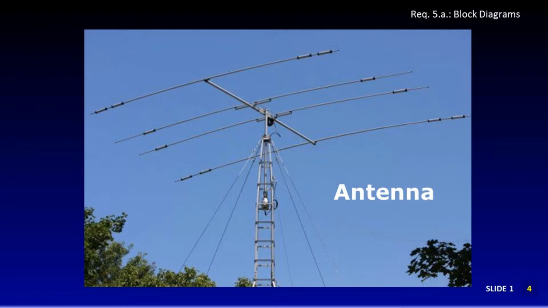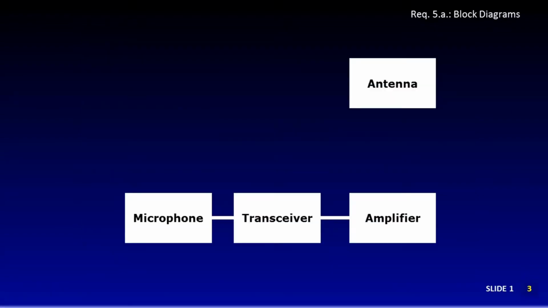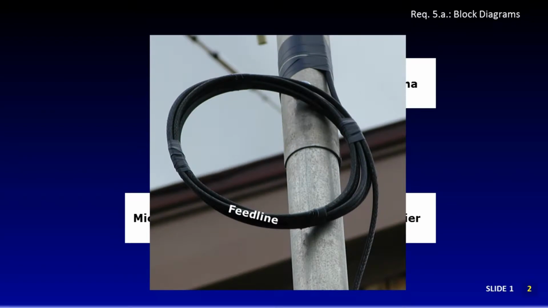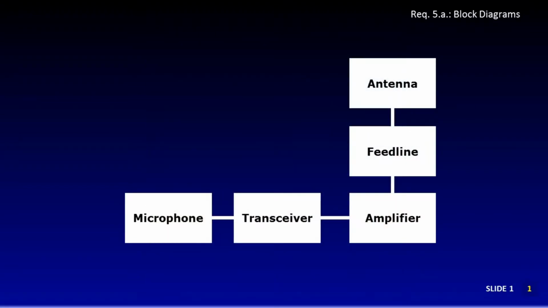All ham radio stations use some sort of antenna to radiate the signal. Here, in our block diagram, is the antenna. We'll connect the amplifier to the antenna with a special kind of cable called a feed line. The feed line carries the amplified radio signals to the antenna. There you have it, a basic ham radio station in a block diagram.